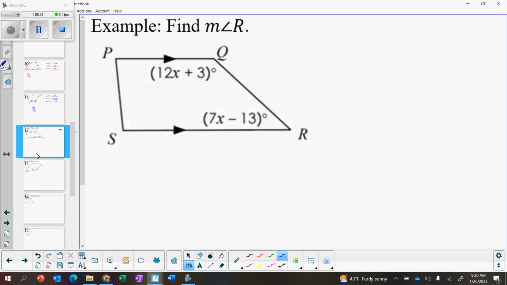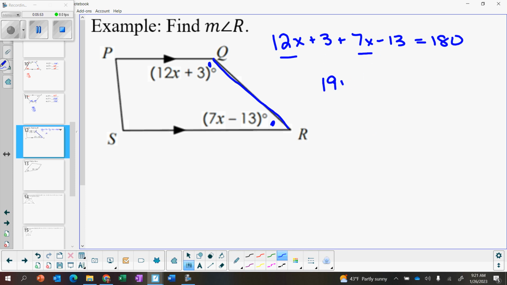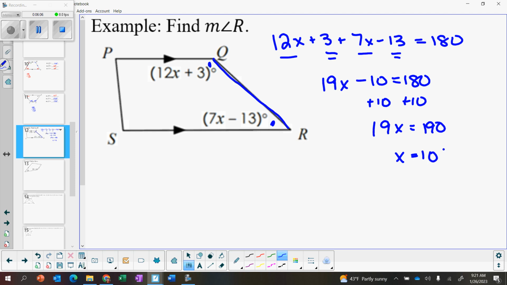In our next problem, it's just a trapezoid. It's not isosceles because they don't tell me that PS and QR are congruent. So I'm relying on the fact that this leg has these two angles touching it, and those two angles should be supplementary. So I'm going to add them, 12x plus 3 plus 7x minus 13, and set that equal to 180. So remember, if it's on the same side, we combine. That's 19x minus 10 equals 180. Add the 10. We get 19x is 190. And when I divide by 19, I get x is 10.